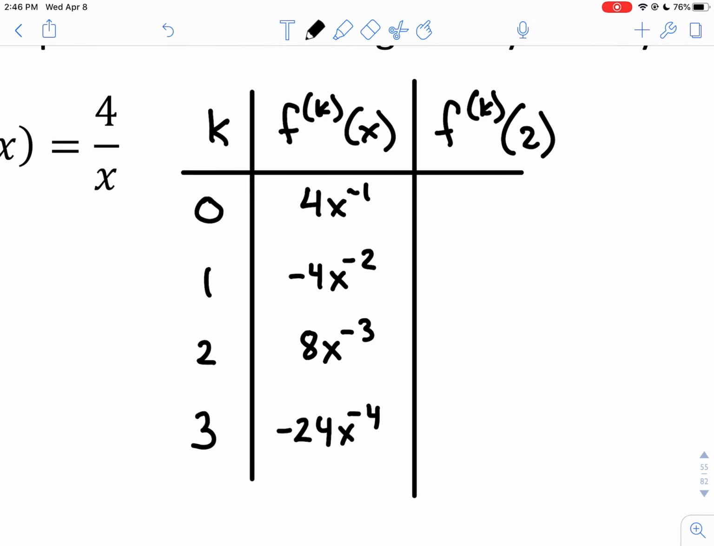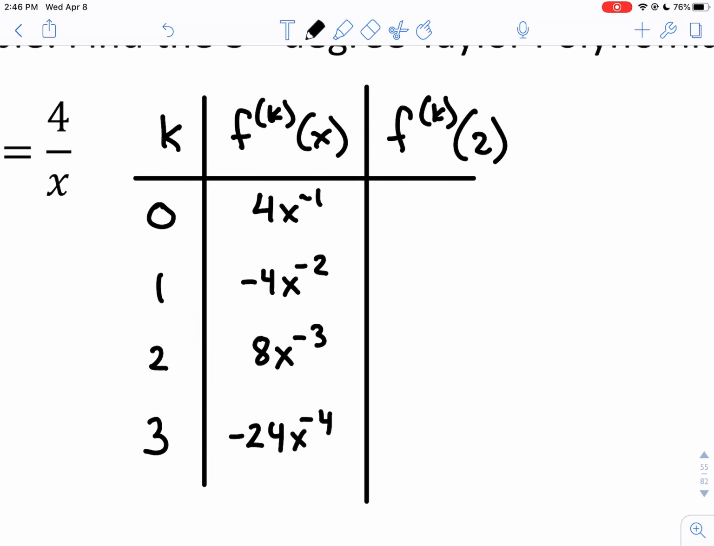And now we want to plug 2 into all of these. So we have 4 times 2 to the minus 1. Well, 2 to the minus 1 just means 1/2. So 4 times 1/2, we get just a 2 out of this. Plug 2 into the next expression. 2 to the minus 2 means 1 over 2 squared. That's 1/4 times a negative 4. We get negative 1 out of this.